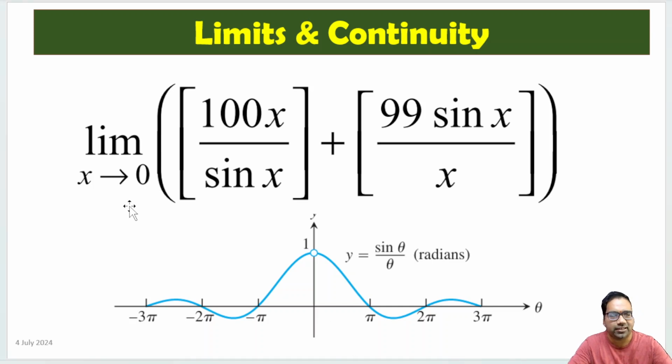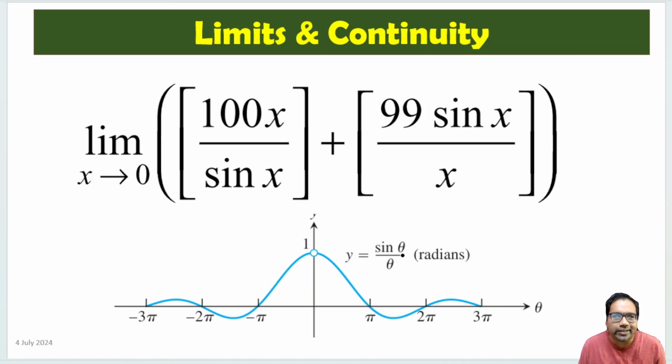Here we have the limit as x tends to 0 of the greatest integer function of 100x by sin x, plus again the greatest integer function of 99 sin x by x. We know that when x tends to 0, sin x by x, or sin theta by theta, the graph will look something like this.